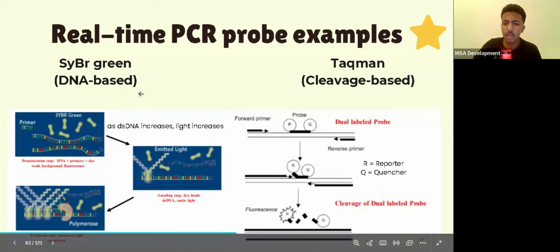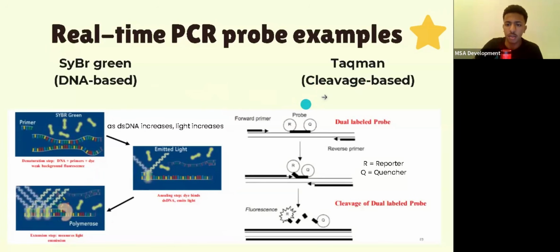Now for Tachman, which is cleavage based, the Tachman probe is going to bind to the single-stranded DNA in the beginning. And then as the DNA strand is growing, it's going to reach this probe, it's going to cleave it. And at the two different ends of the probe, you have R and Q. R is a reporter and Q is a quencher. What R does is it basically gives off a light signal, okay? So R is shining. And then Q is absorbing all of that. So we cannot detect it.